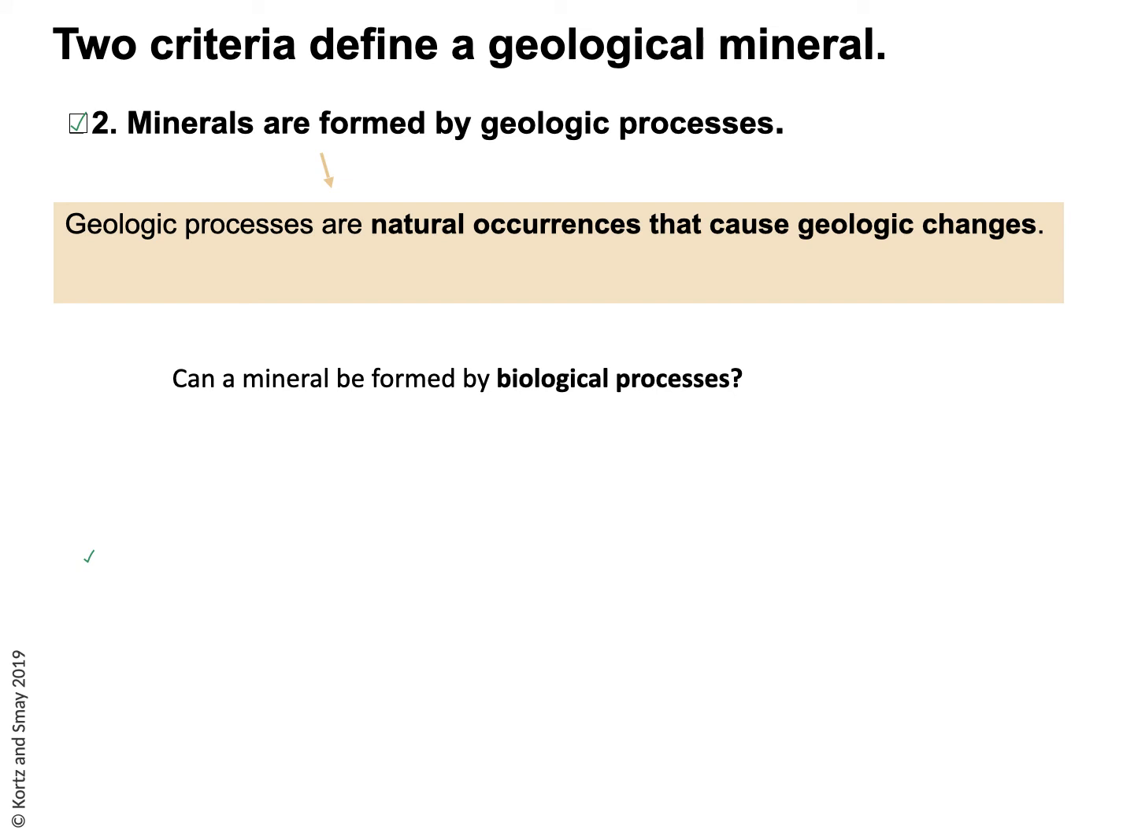So geological processes are natural occurrences that cause geologic changes. Not the best definition in the world, but basically we're talking about natural processes that are chemical, usually, in nature, and that can cause changes to some sort of geologic system. We've talked about some other processes like melting or evaporation and precipitation. These are all geologic processes that could be part of this system.